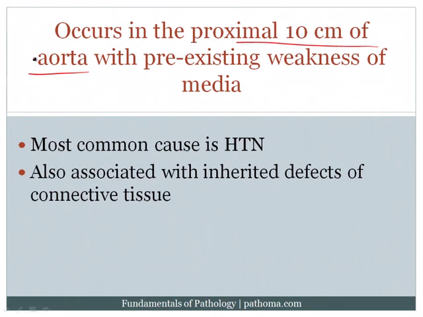Principle number two is that you're not going to get a dissection even within the first proximal 10 centimeters unless you have pre-existing weakness of the media. This is very important. You must have pre-existing weakness of the media. So then the discussion arises, how could you get pre-existing weakness of the media? And if you understand this, then you understand the causes of aortic dissection. The most common way by which we can get pre-existing weakness of the media would be hypertension.